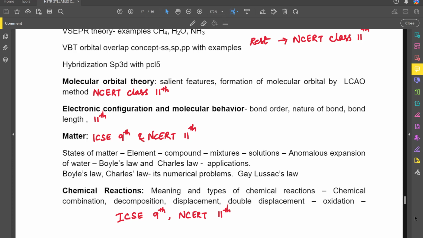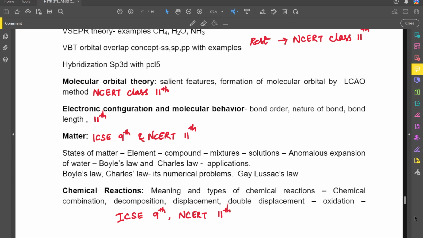Okay, next is electronic configuration and molecular behavior. This is also present in the PUC first year chemistry book. This is a very small chapter. You will just have to know what is bond order, what is the nature of the bond, and what is the meaning of bond length. But then they may ask any tough type of questions from this chapter. See, if the chapter is easy, surely the question which will come in the examination will be tough. If the chapter is tough, surely the question which will come from that chapter will be easy. Okay, this you should know.